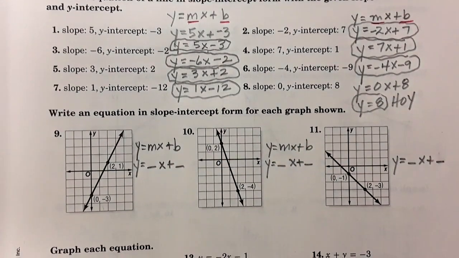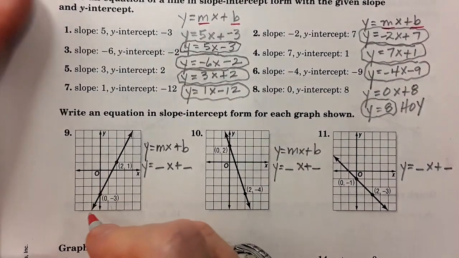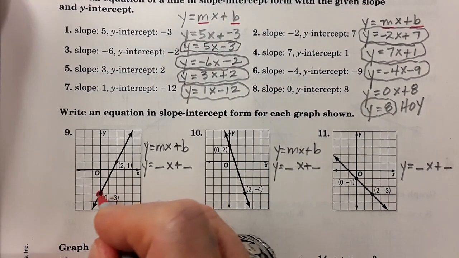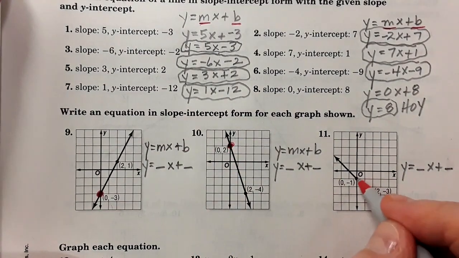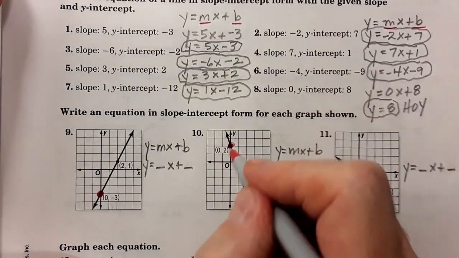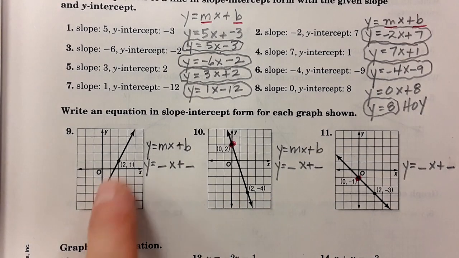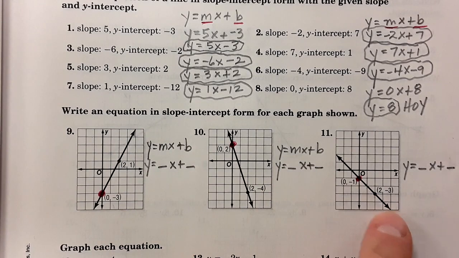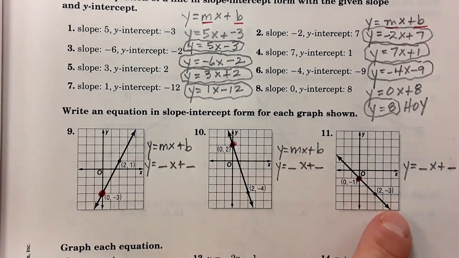Where is our y-intercept? Let's do those first. So here's the y-axis right there. There's the y-intercept for that one, for that one, and for that one. Do we have any horizontal or vertical lines? And the answer is no. So we're not going to have horizontal or vertical lines on any of these because they go up, down, and down. So the slope's going to be positive for this one, negative for this one, and negative for this one.